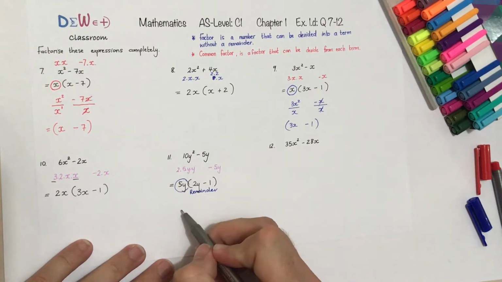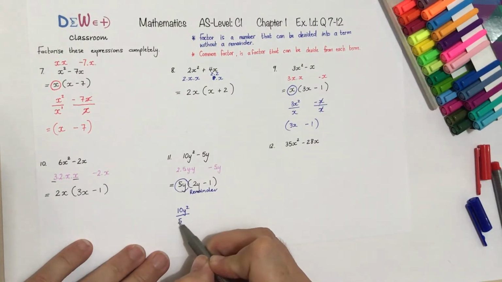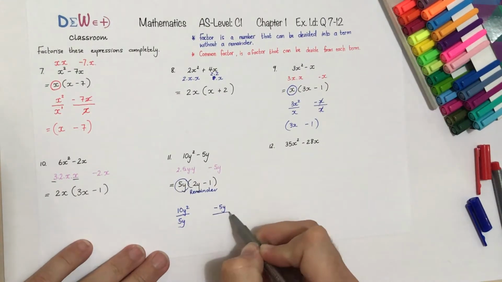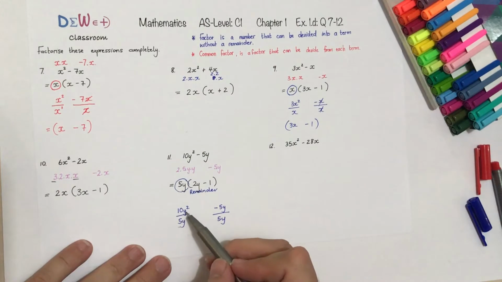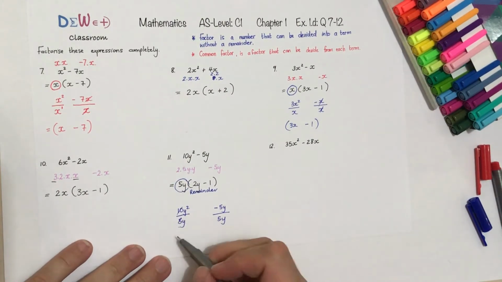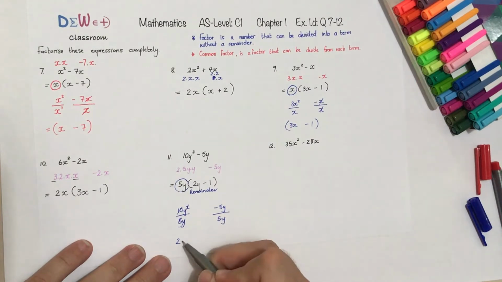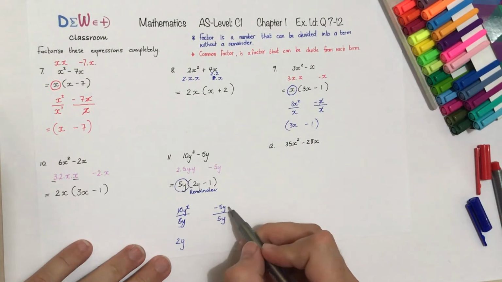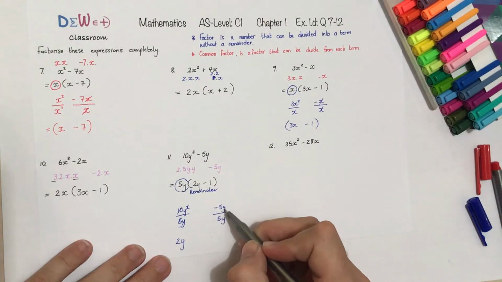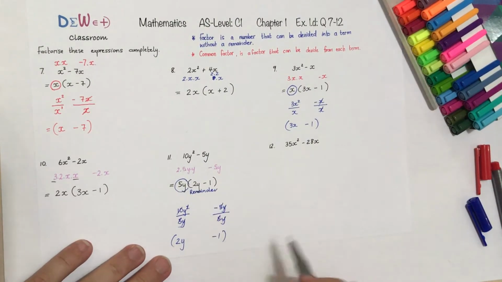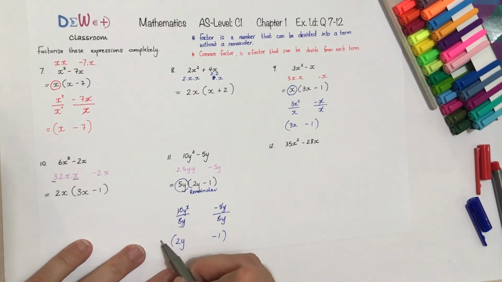So if we were to say 10y squared divided by 5y, this is our common factor, and we have minus 5y divided by 5y. We will get on this side 10 divided by 5 will give you 2, y squared divided by y will give you y, and minus 5y divided by 5y is minus 1. And you can see this is your remainder, and your denominator, this is your common factor.